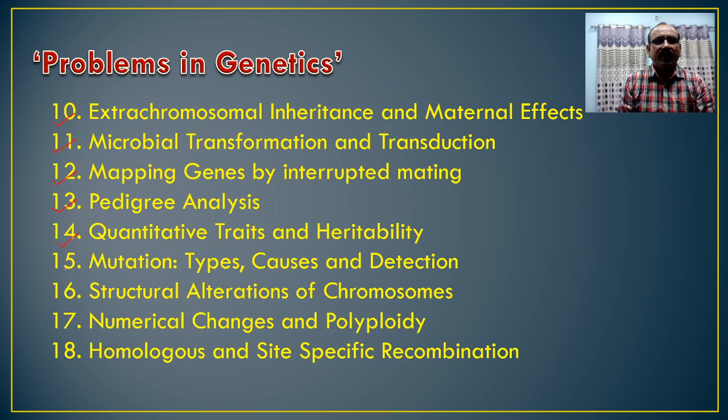Then mutation, its types, causes and detection. Then structural alterations of chromosomes. The 17th one is numerical changes and polyploidy, meaning chromosomal aberration and euploidy, aneuploidy. Then homologous and site specific recombination. All these 18 topics include more than 200 questions under problems in genetics.